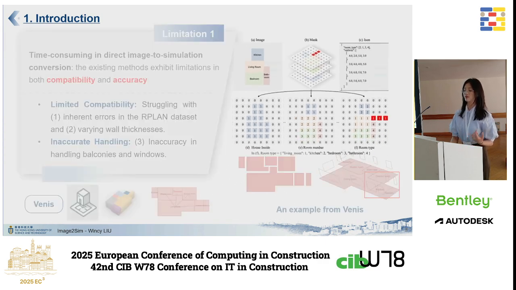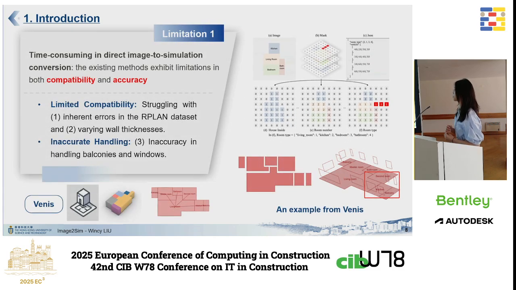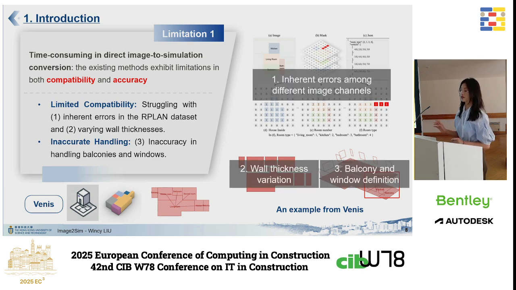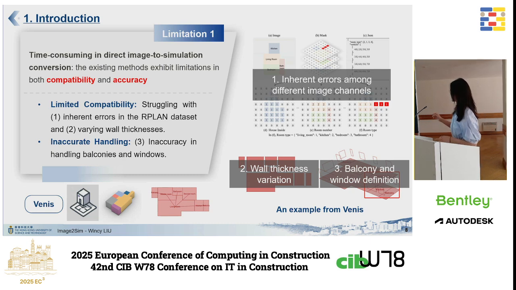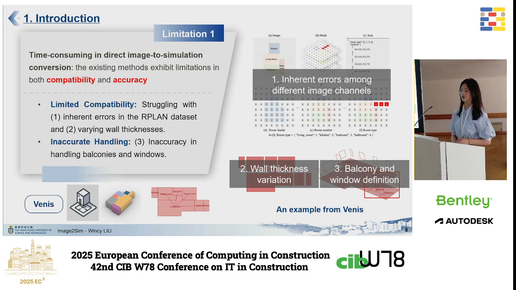There are some current methods to solve this problem, like Venus, but they still have limitations. First, in the original dataset there are some inherent errors, like these pixels marked in red, which are inherent between all the channels. The second is that when processing diverse wall thicknesses, the current methods have some limitations. They can process some cases, and also have limitations in window and balcony definition.